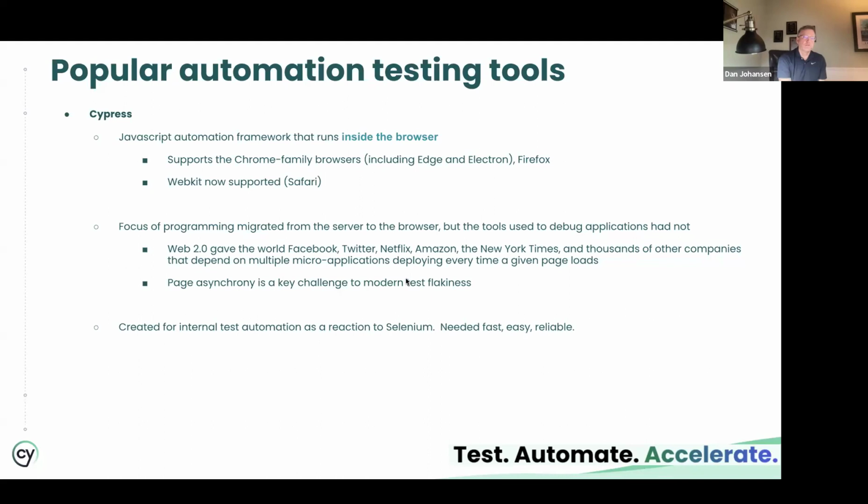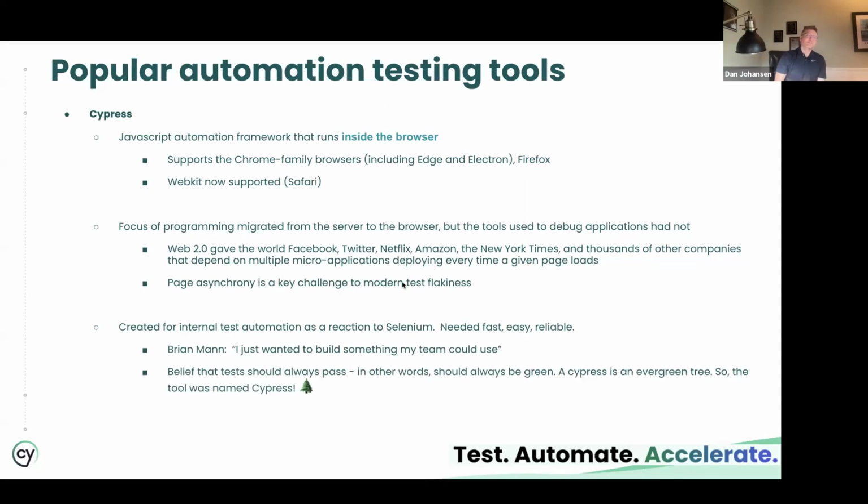It was an internal tool, just like we talked about a minute ago with the Google side of things. But Brian Mann, the founder of Cypress, simply wanted to build something that his team was able to use internally. And the story on the Cypress name is it's not about a selenium pill, but in terms of testing, all of the tests should always pass. And so in other words, they should be green. If you think about what's green, well, Cypress tree comes to mind. And so that was the name.